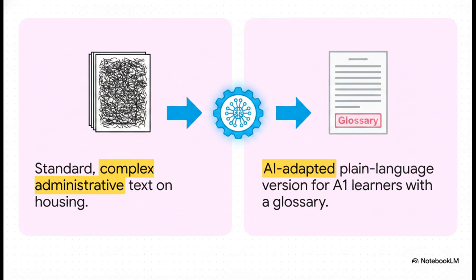But you can just ask the AI, "Adapt this text into plain language for adult migrant learners at A1 level, use short sentences, simple vocabulary, and add a small glossary with the difficult words." Instantly, that massive barrier is lowered. The material becomes clear, adapted, accessible, and truly inclusive.